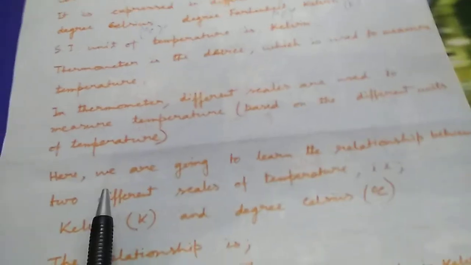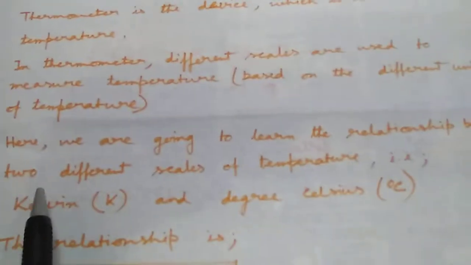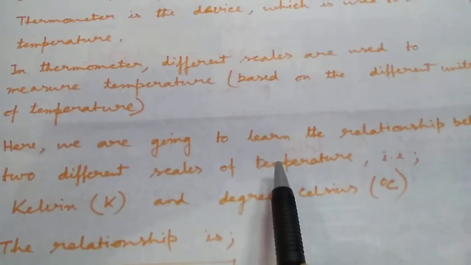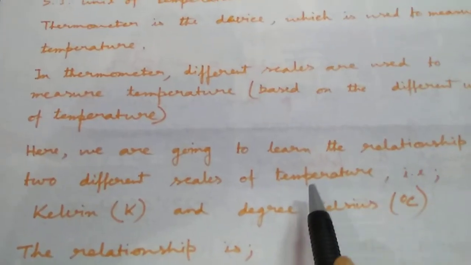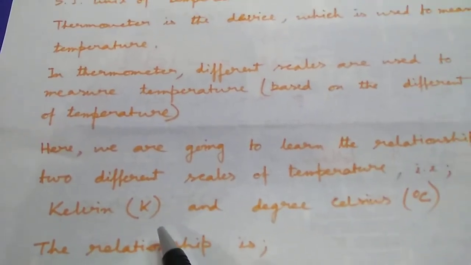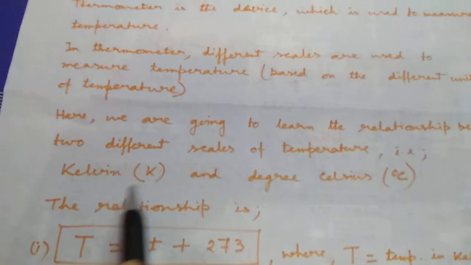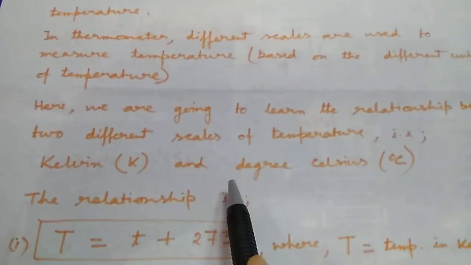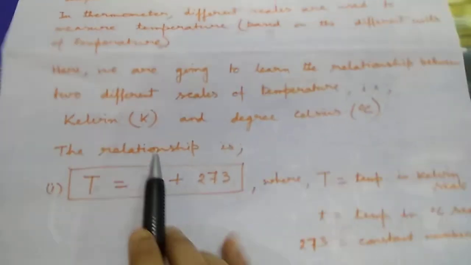Now, according to our syllabus, we are going to learn the relationship between two different scales of temperature. That means how we are able to convert the temperature given in one scale into the other scale. So which are the two scales we are going to learn? One is the Kelvin scale, another one is the degree Celsius scale. Let's see what the relation is.